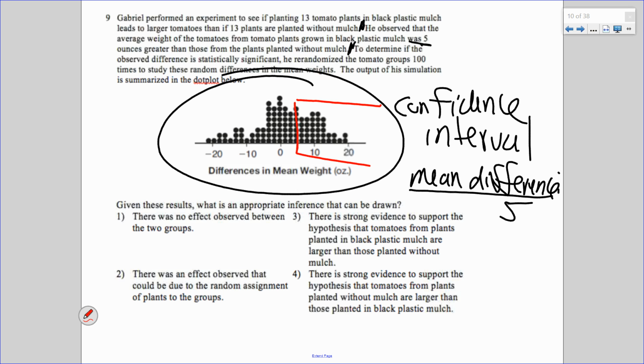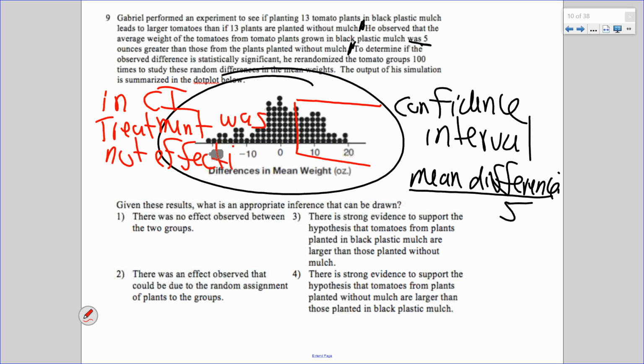The magic number is 5%. Is this less than 5% or more than 5%? Well, I can count up all the little circles here, or I can just look at this and say, this is definitely going to be more than 5%, which means it is in the confidence interval, which means the treatment was not effective. Because through randomly selecting, it's very common to get a mean difference of 5 ounces or greater.